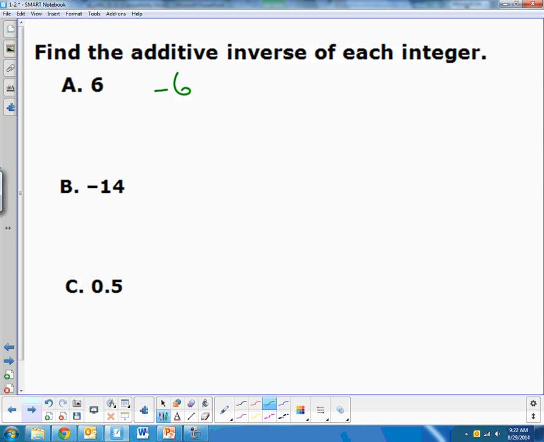Additive inverse of negative 14, 14. That's it. That's all you have to write. So don't do any more work than that. That's all you need to have. And the additive inverse of 0.5, it is a decimal, and that's fine. It's still negative 0.5, because 0.5 and negative 0.5, the sum would still give you 0. All right, so that's additive inverse. Not a whole lot of work there.